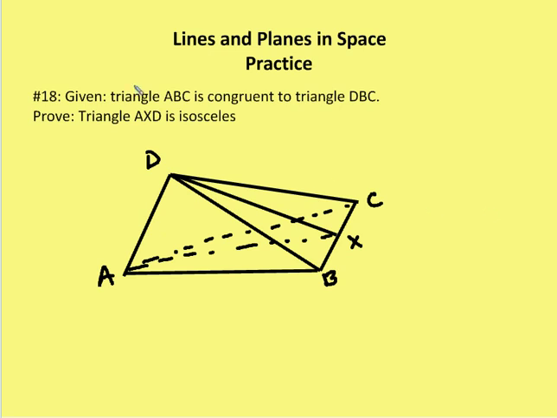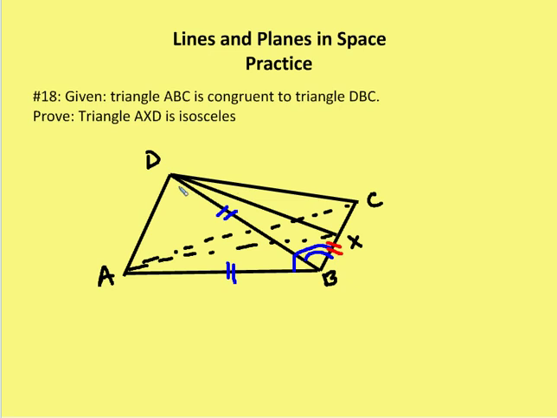All right, so the first thing that I know is that ABC is congruent to DBC. So I know that AB is going to be congruent to DB. Then I know that angle DBC is going to be congruent to ABC. Now I can say that BX is congruent to itself. And let's just mark that in red. So BX is going to be congruent to itself.